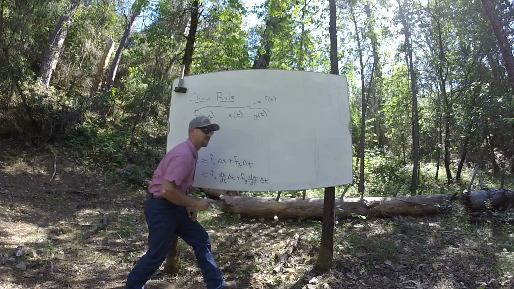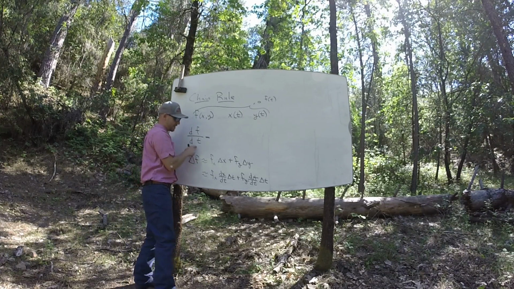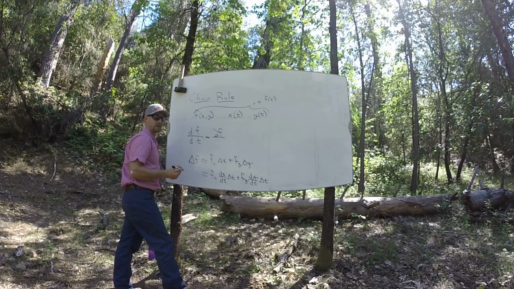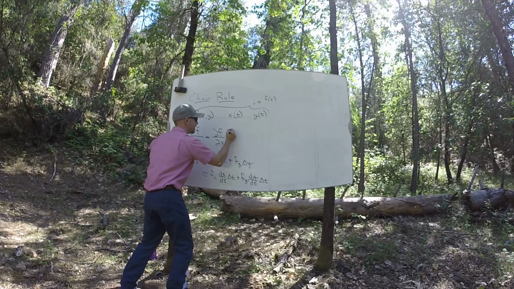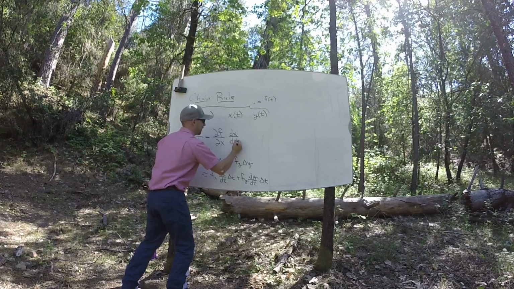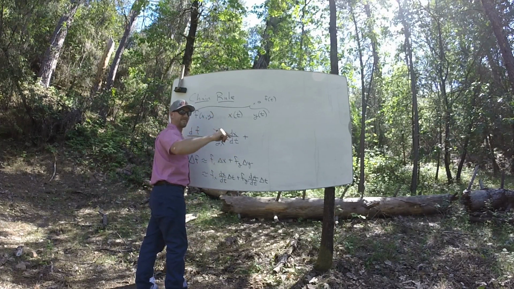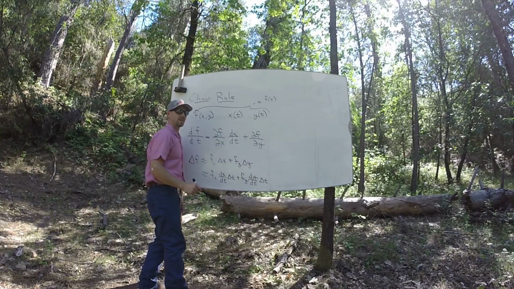Cool. So your chain rule ultimately should say df/dt is the partial of f with respect to x, times dx/dt, plus the partial of f with respect to y times dy/dt.